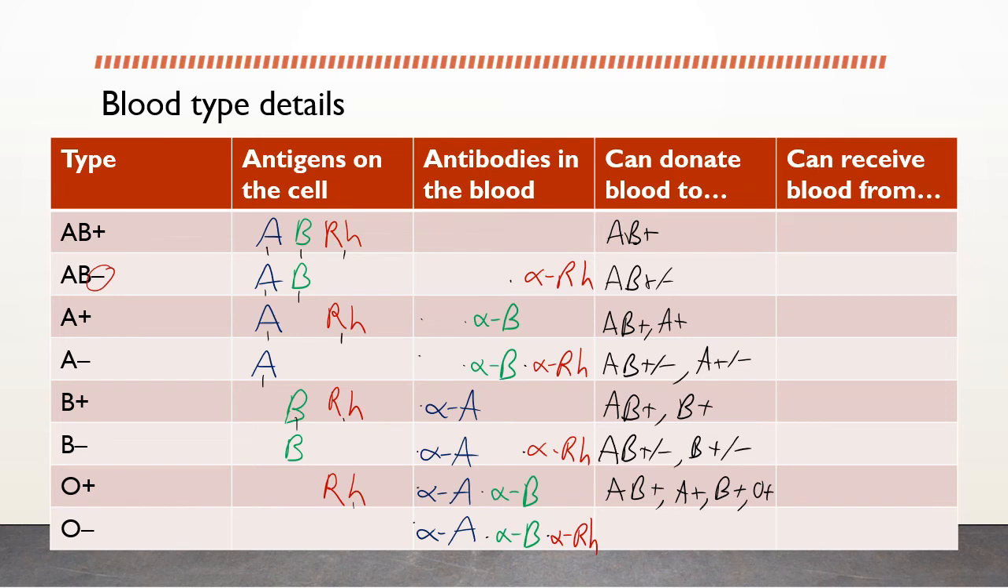And who can we give type O negative blood to? Well, there are no antigens to look out for, so anybody. Okay, and that earns type O negative blood the name universal donor. If you are type O negative blood, every blood bank in the world wants your blood because you can give blood to anybody.